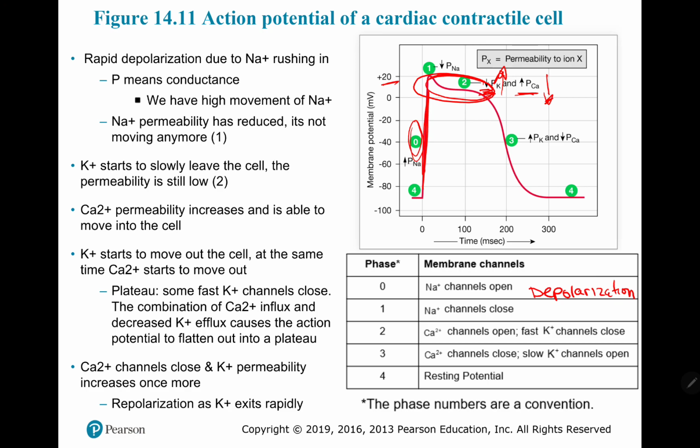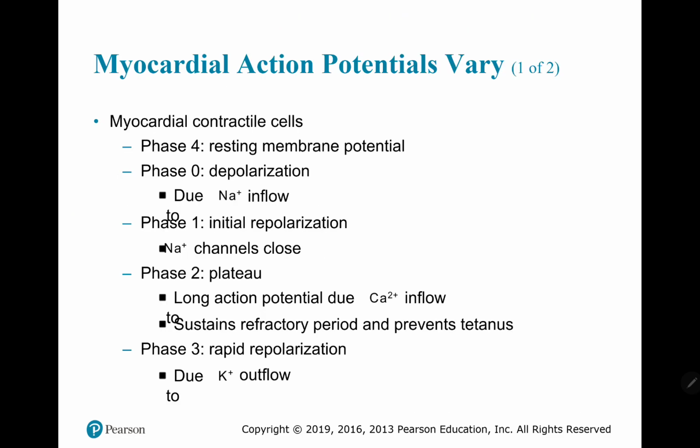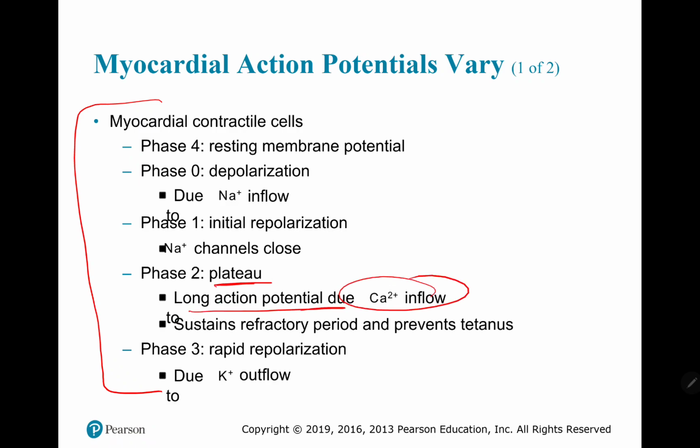Then the calcium channels are going to close, and the potassium channels are going to open. And so we have the repolarization of the cell when those potassium channels open. Then we get back to our resting membrane potential. So remember these different phases of myocardial contractile cells. And again, that plateau phase is this long action potential that's due to calcium inflow and potassium outflow.